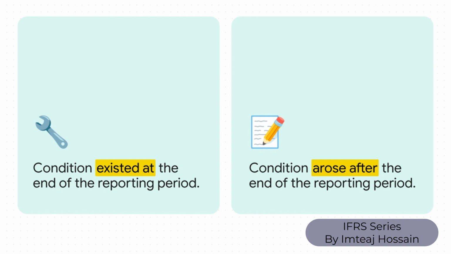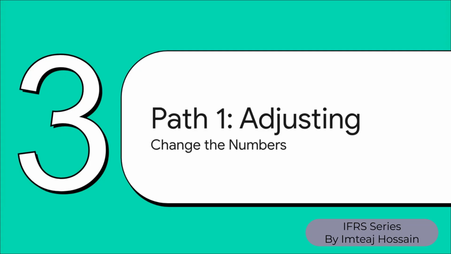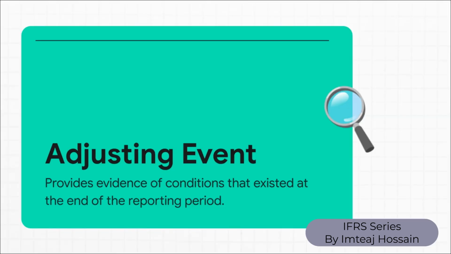So let's walk down each of these paths. First up, path 1, adjusting events. And as the name pretty much gives away, this is when you have to go back and physically change the numbers in the financial statements. The official definition says it all. It's an event that gives you new information about a condition that already existed at year-end. You can think of it like finding a missing puzzle piece that just clarifies the picture you already had.